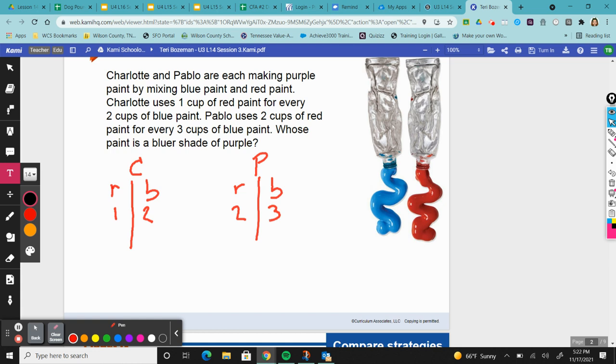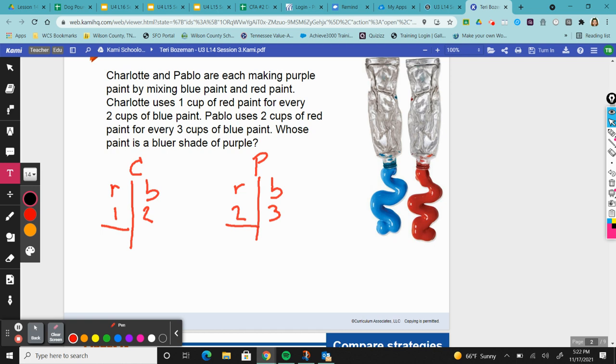We said the red, right? So if the red has to be the same, looking at these 1 and 2, I want to make those so that they are the same number. I could leave one of them alone and do something to the other.